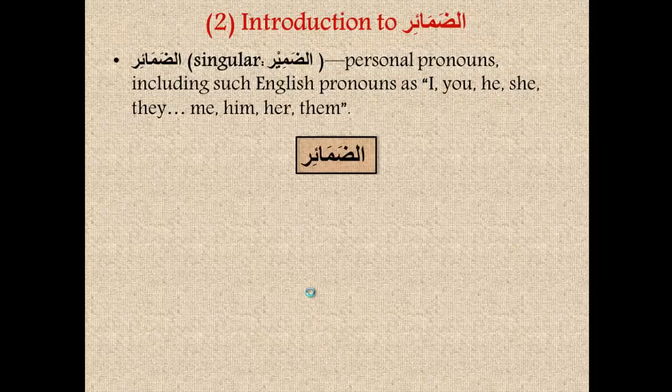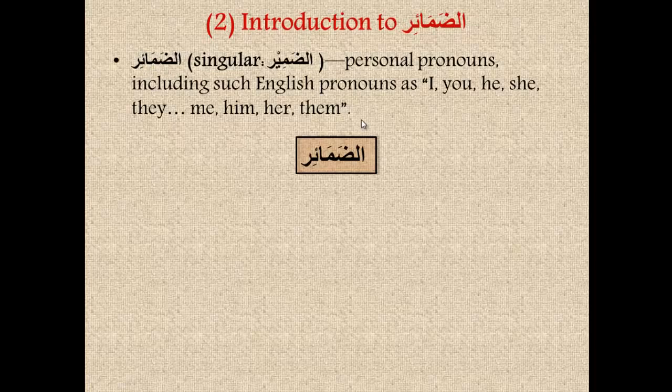So personal pronouns are such pronouns as I, you, he, she, or they. Like in English, we say I, you, he, she, or they. Or we can have English pronouns like me, him, her, or them. Al-Dama'ir refer to all of these pronouns. And the singular form is Damir. Damir, al-Dama'ir. This is a Jam' taksir, a broken plural.